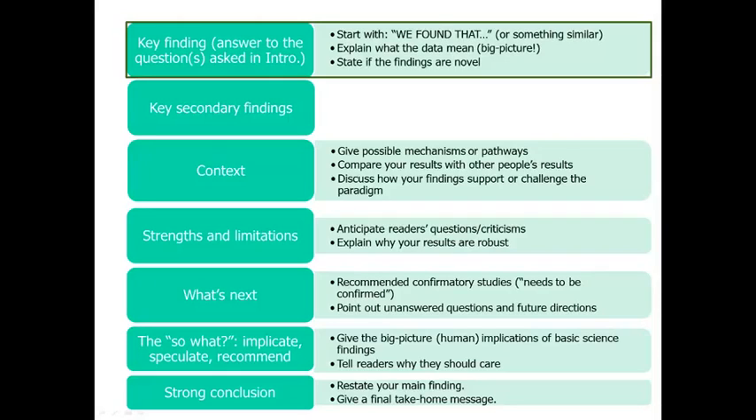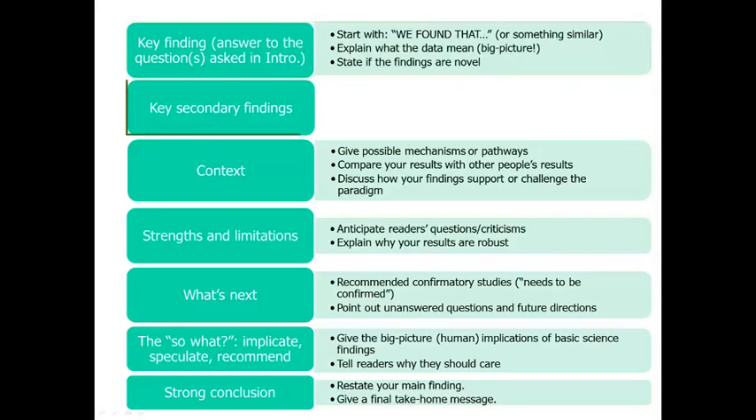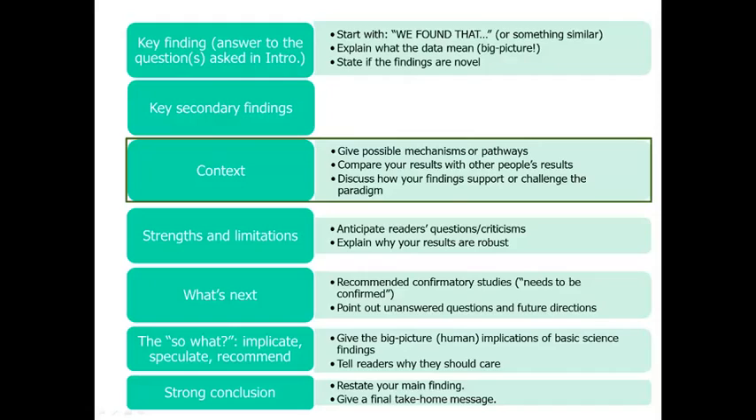You want to clearly and explicitly state if the findings are novel. You want to point that out for your readers. You may also have some key secondary findings. Oftentimes we do a study to find one thing and we find some other interesting findings in the process. So then you might state those other key secondary findings. You're going to give your findings and then you're going to put all of that in context. So here's where you can get to some detail that I didn't want you to put into your introduction section. You can give possible mechanisms or pathways that might explain something that you're seeing in your data.